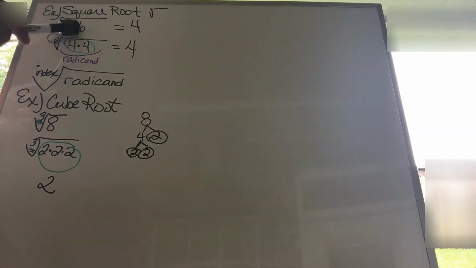This 16 is a perfect square. That's the reason why the answer came out a nice, pretty number. If it doesn't come out a nice, pretty number, it's not a perfect square if I'm taking the square root. Okay? For it to be a perfect square, when I take the square root, I have to be able to get an answer that doesn't leave me with a decimal.